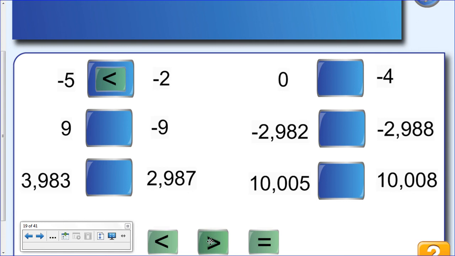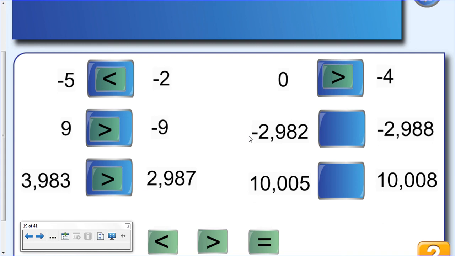Let's look at the next one. We have 9 and -9. +9 is always going to be bigger than a -9. Here we're comparing a 3,000 to a 2,000, so we know the 3,000 is bigger. Here we're comparing 0 and -4. 0 is bigger than anything negative.